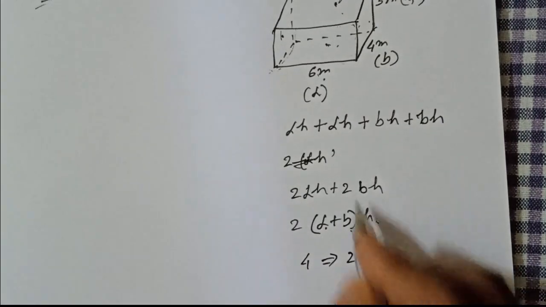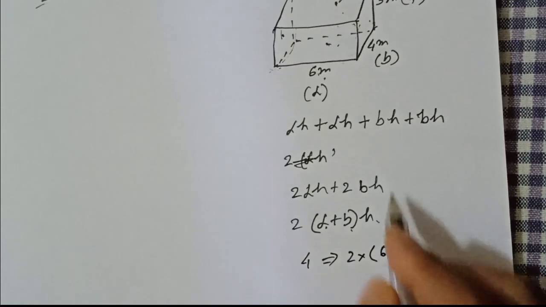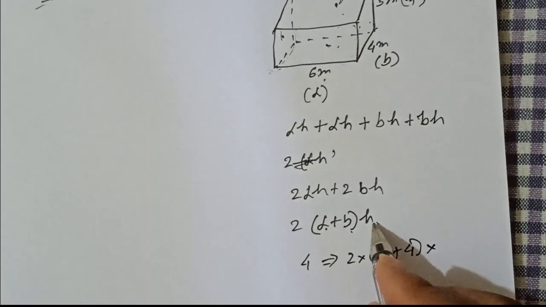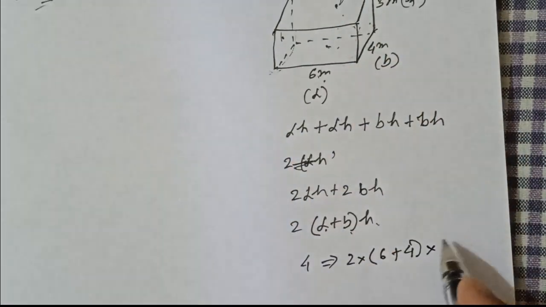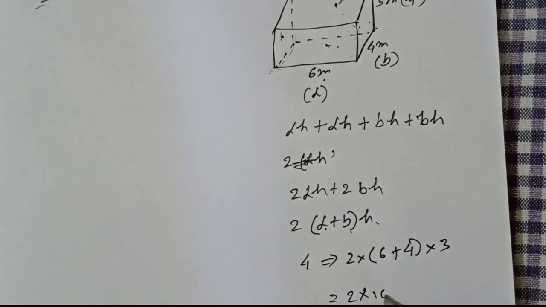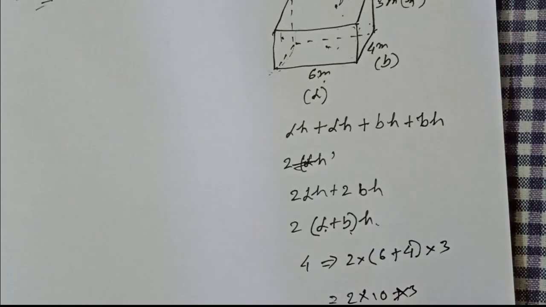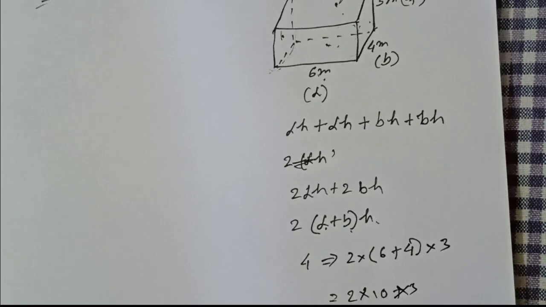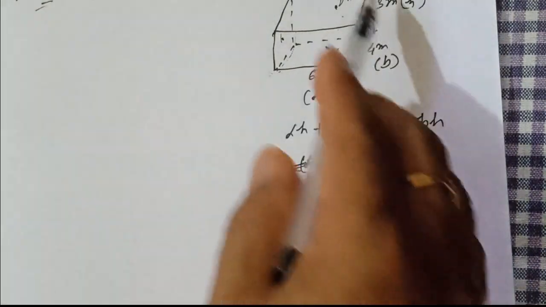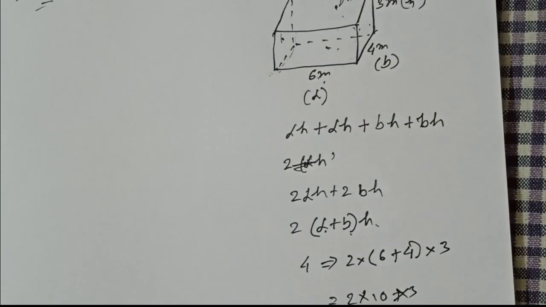What is L plus B? L is 6, B is 4, again into H. What is H? H is 3. So simplifying it, 2 into 10 into 3, that is 60. So we have 60 square meter. This is area, so we use square meter. So the total surface area of the four walls is 60 square meter.